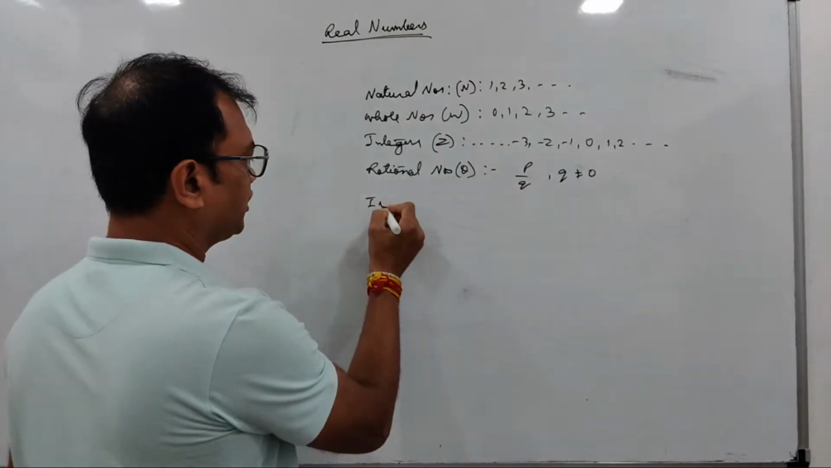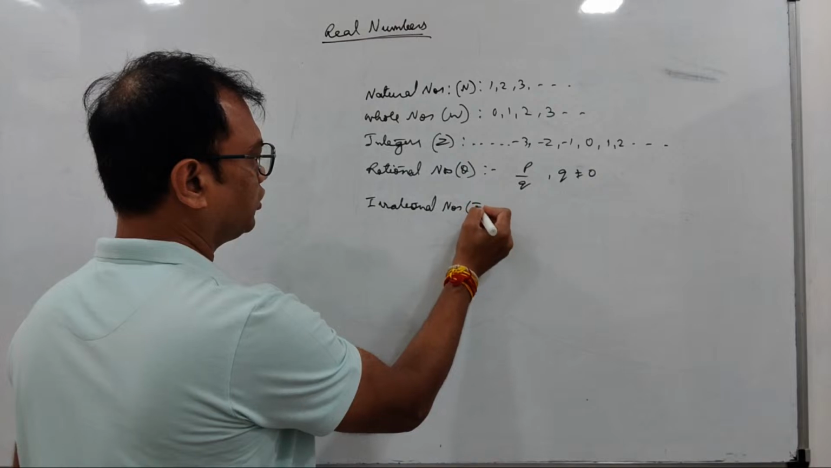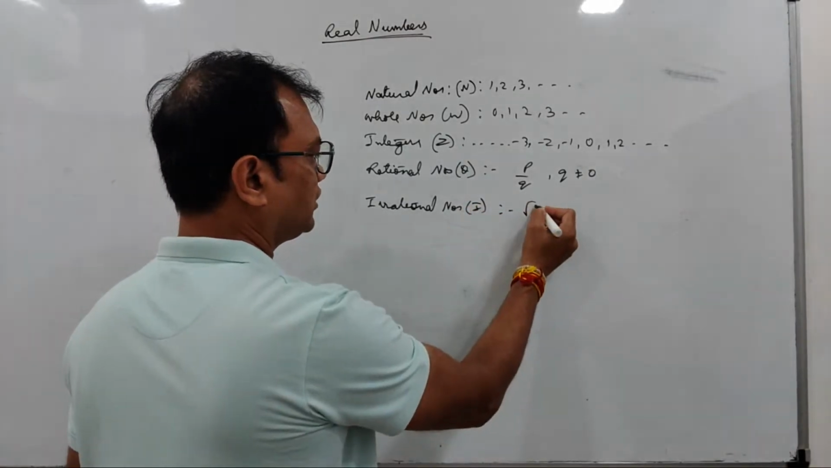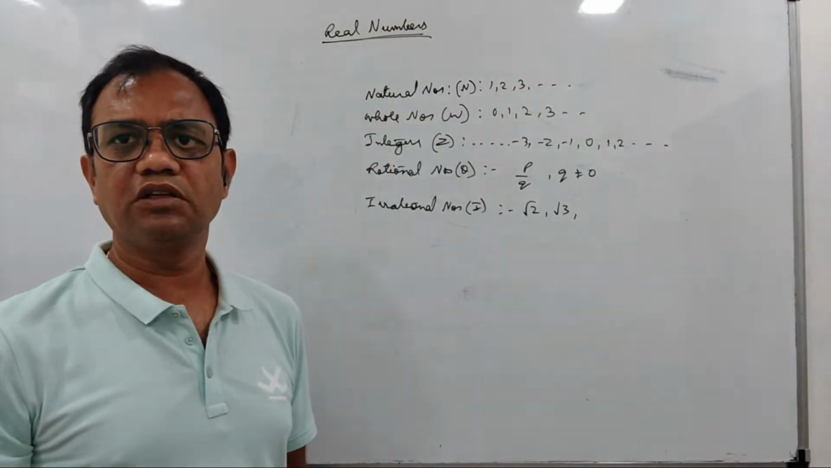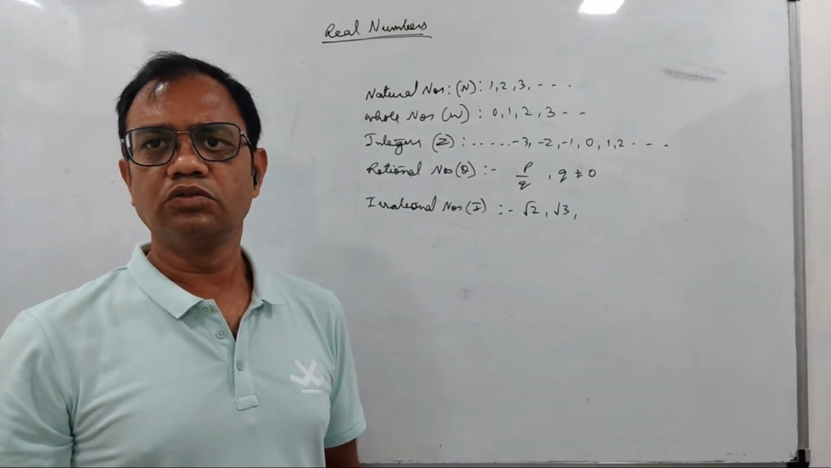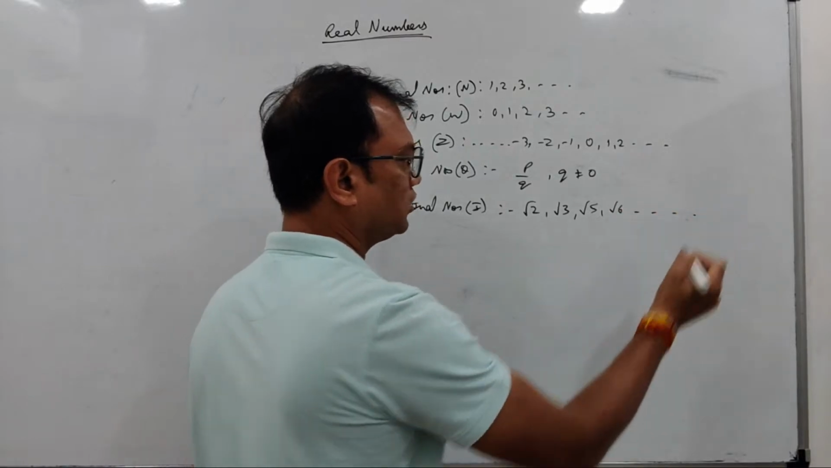Then we have irrational numbers. Irrational numbers are denoted by the letter I. So these are root 2, root 3. Root 4 we can't call irrational because root 4 has the value 2. So root 2, root 3, root 5, root 6 and so on.